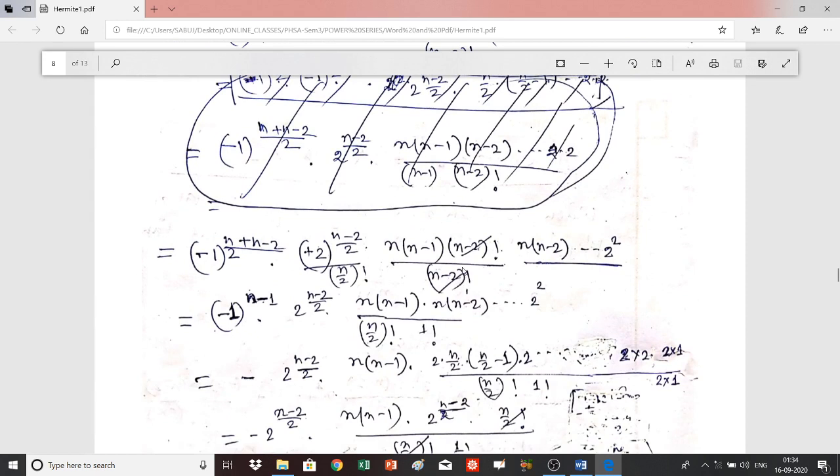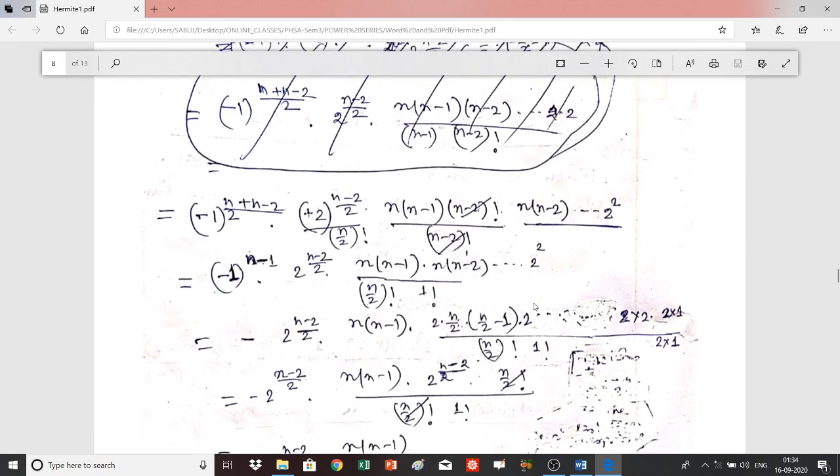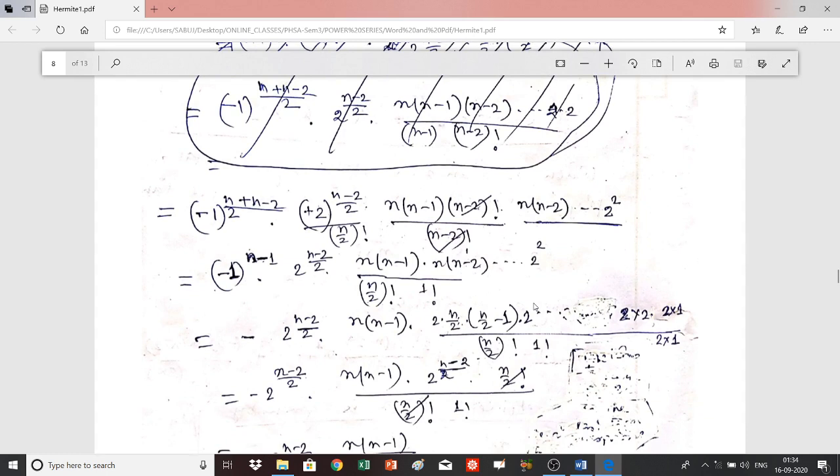So these will cancel each other, so you can write minus 1 to the power n minus 2, then 2 to the power n minus 2 by 2, and then n into n minus 1, n into n minus 1, n into n minus 1 from this, and then n into n minus 2 from here, and in this way it goes up to 2 square. Okay, so you can now write it as, look at here, this is minus as n is even.